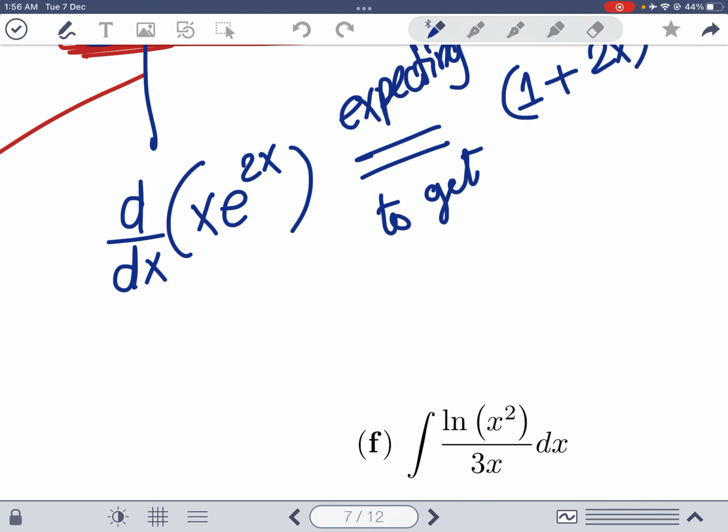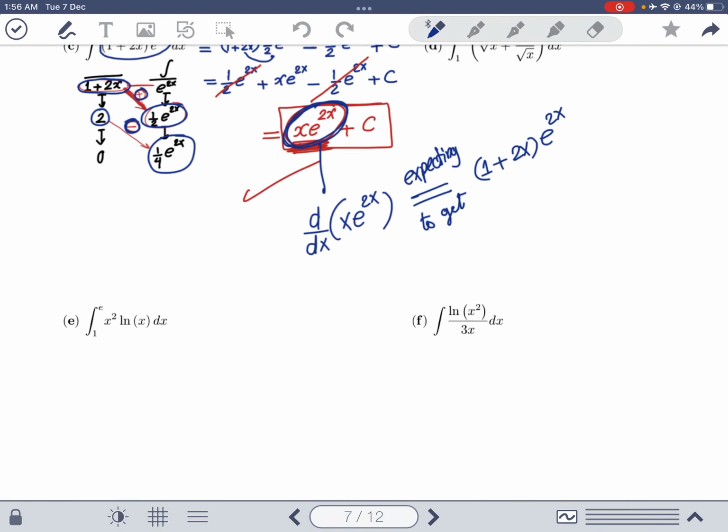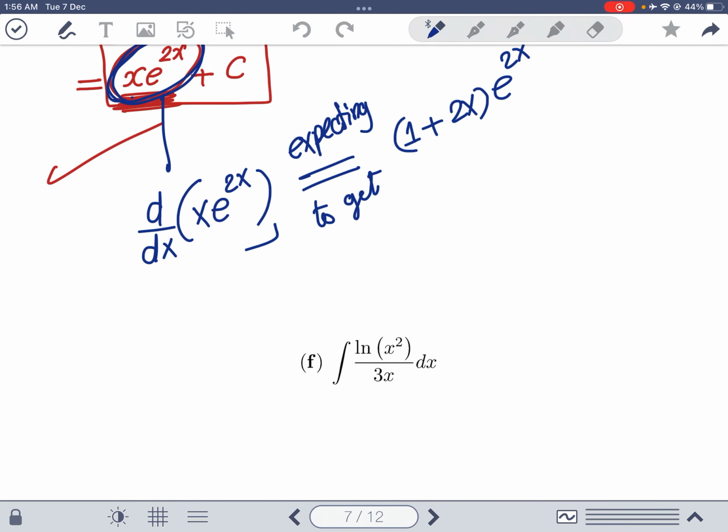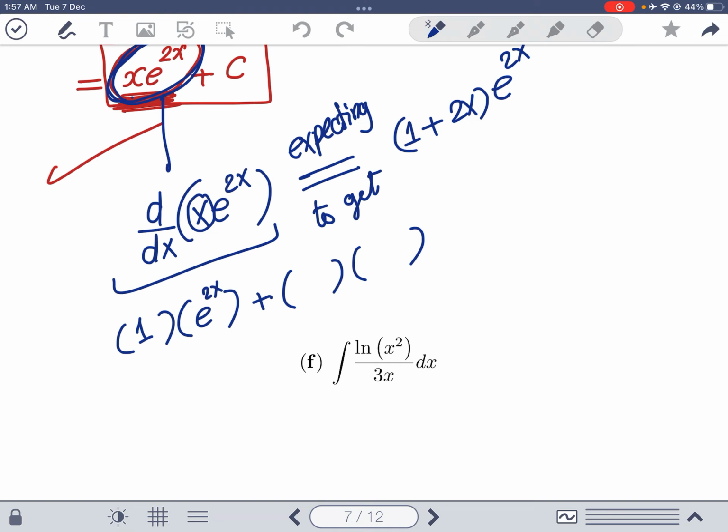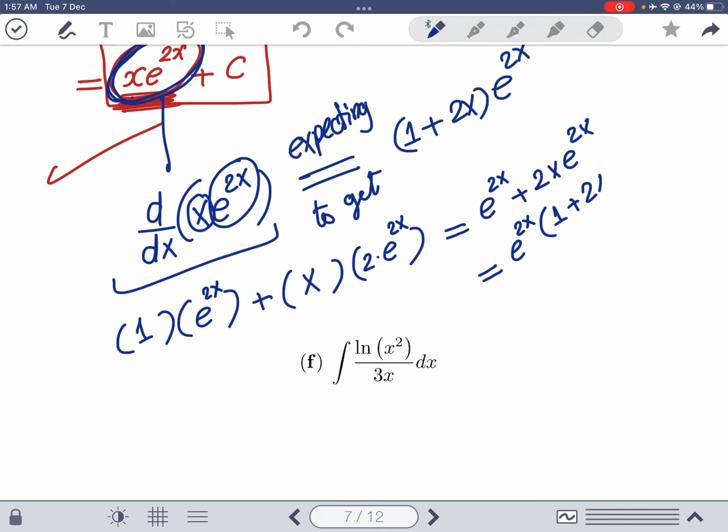Okay, so let's see. When you take the derivative of x e to the 2x, you will apply the product rule, something times something plus something times something. So the derivative of x is 1 times e to the 2x, plus x times the derivative of e to the 2x, which is e to the 2x, and the 2 comes down. So this will be e to the 2x plus 2x e to the 2x. Take e to the 2x as a common factor. Inside you'll have 1 plus 2x.